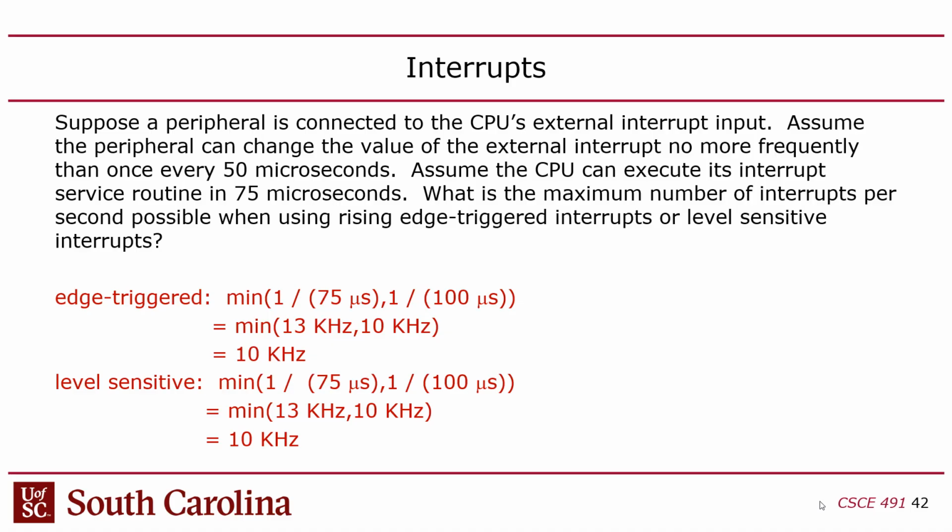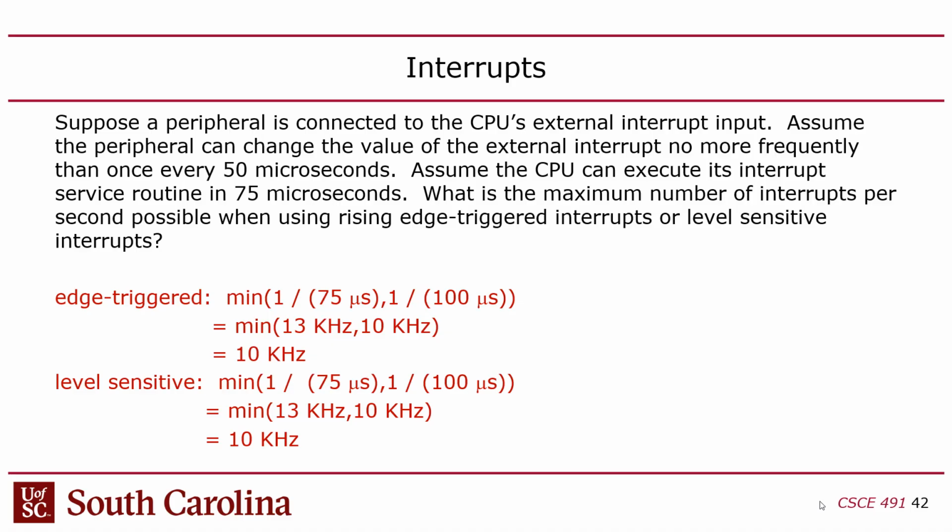Now, if it's level sensitive, it would be the same thing unless, like I said earlier, you keep the interrupt permanently high, in which case the interrupt handler could potentially run it every 75 microseconds, right? So this answer could be incorrect if you could just leave the interrupt pin high. On the other hand, if I still have to toggle, then they would be the same speed. You guys with me?